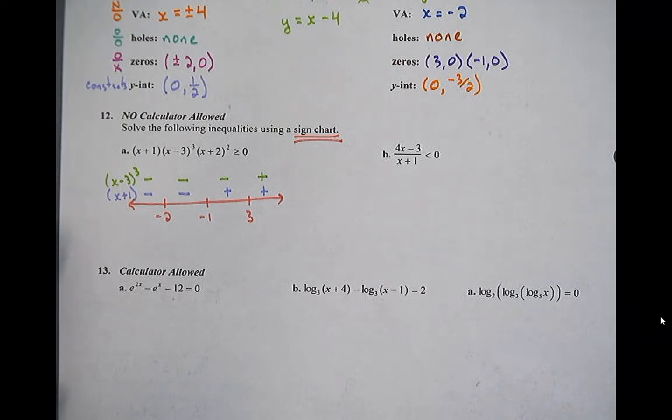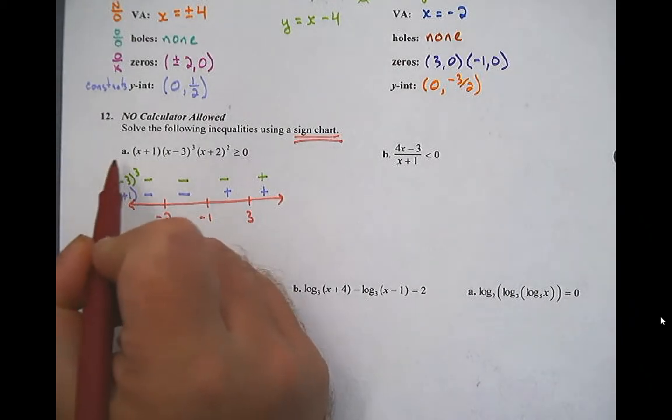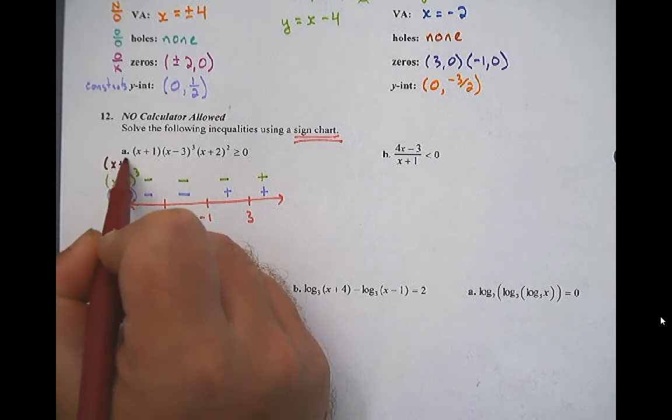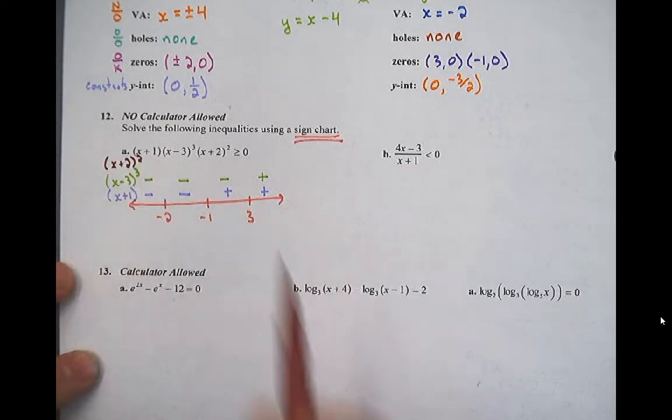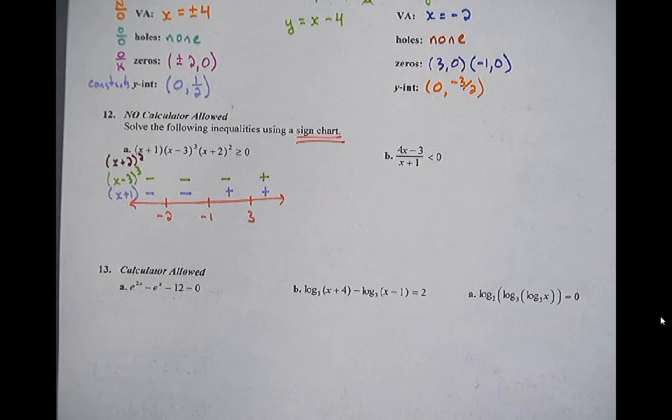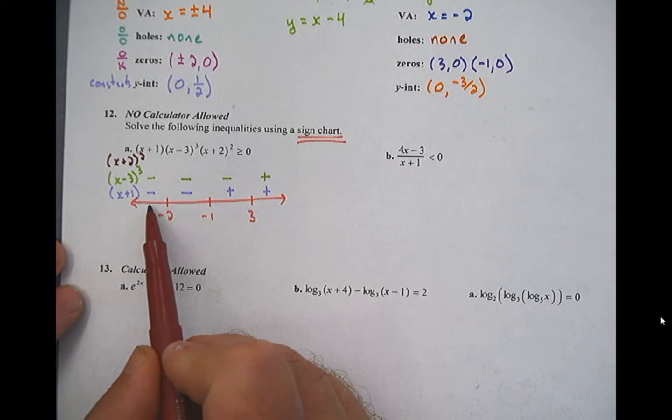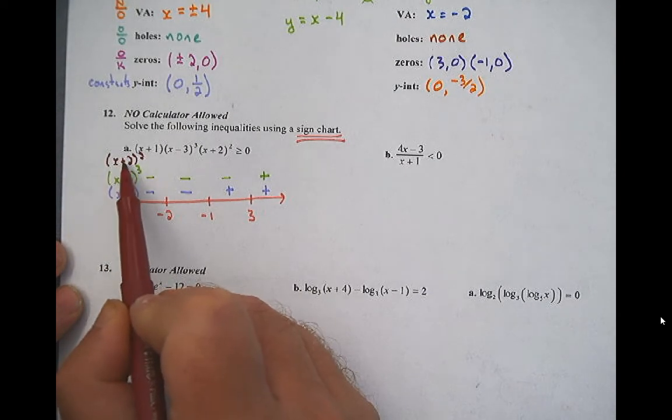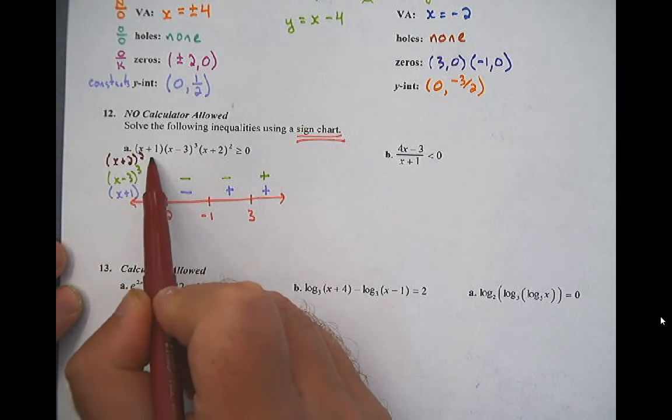And then last, I'm going to look at x plus 2 squared. Now, what's nice about squares? What happens when you square anything? It becomes positive. So let's pick a number down here like -3. -3 plus 2 is -1, but -1 squared is positive.